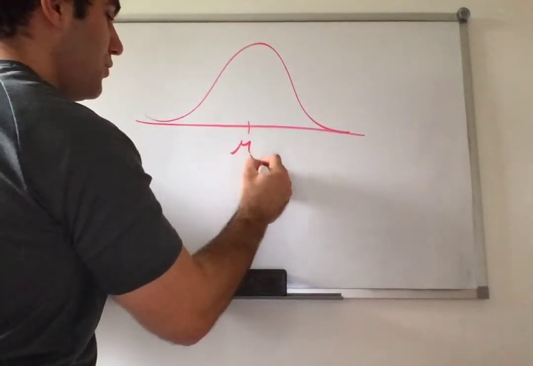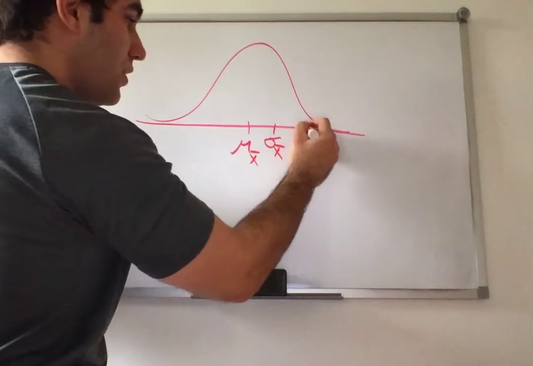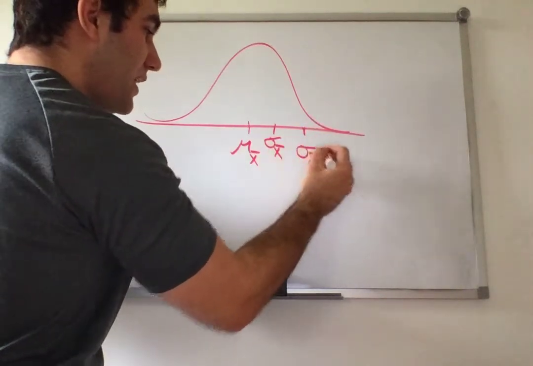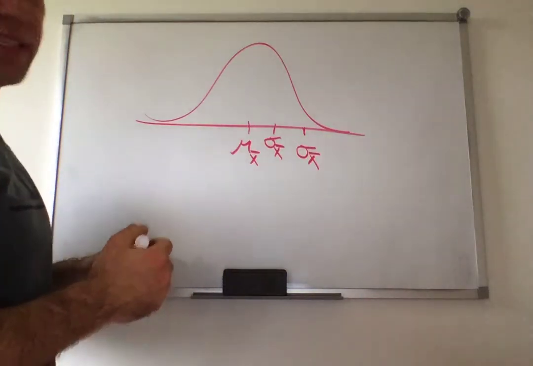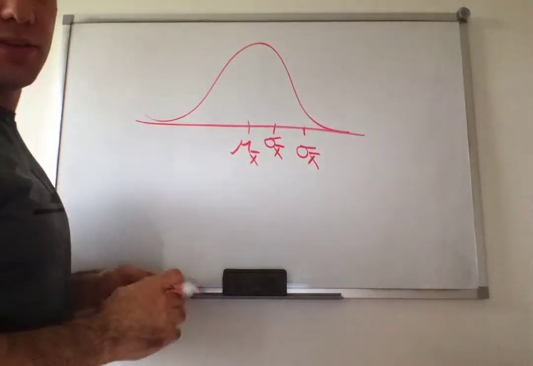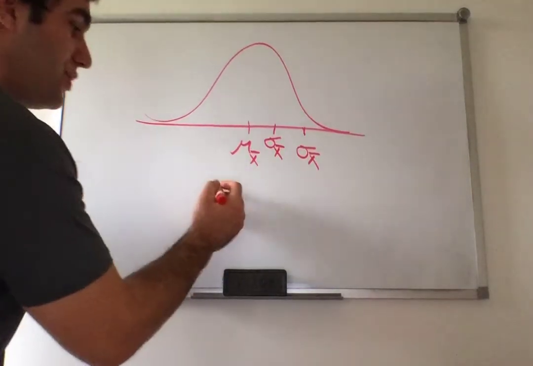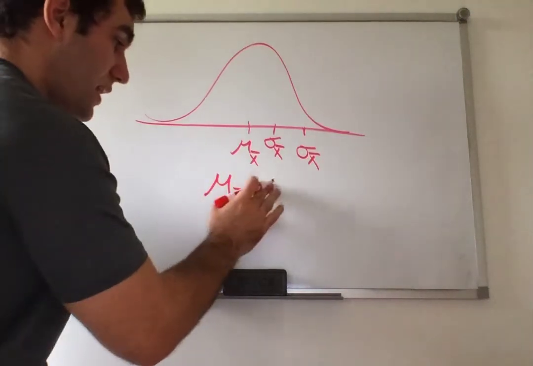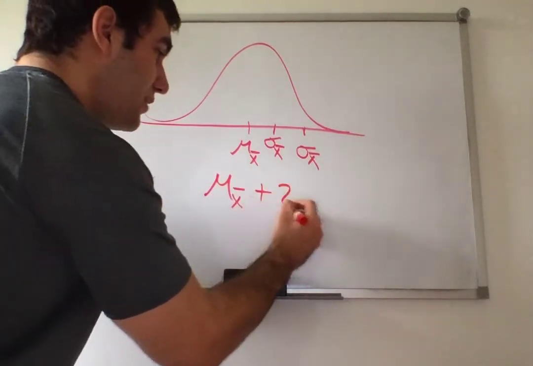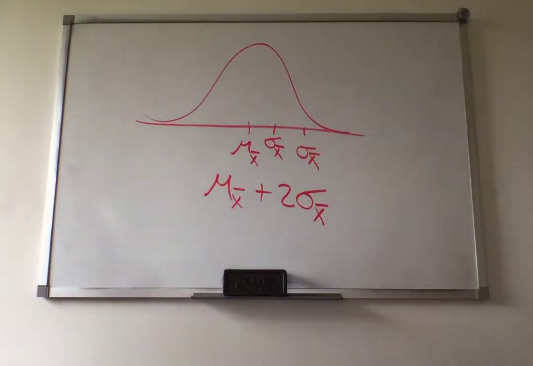See, here's mu x bar. We go out one standard deviation of x bar, then another standard deviation of x bar. So find the value that is 2 standard deviations above the expected value for the sample mean. That's just saying take our sample mean and add 2 sampling standard deviations onto it.